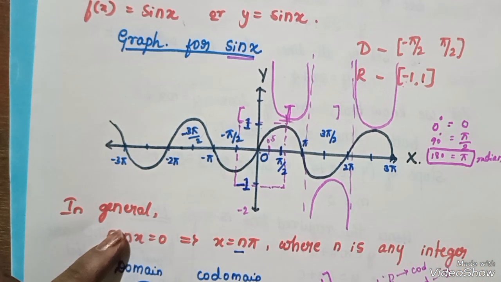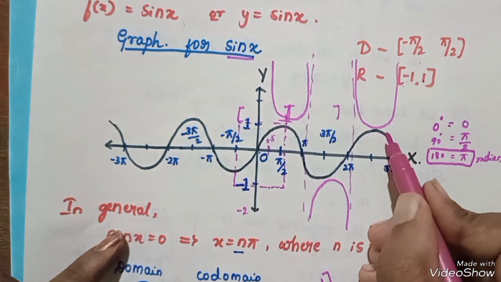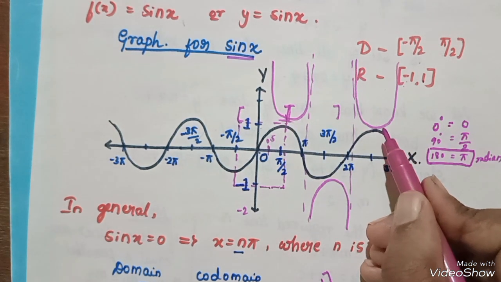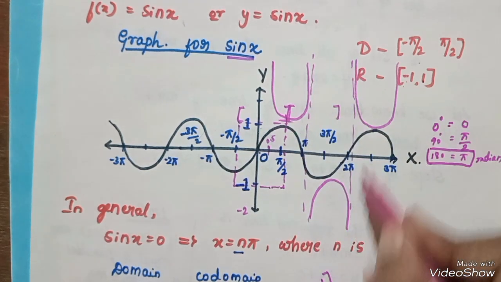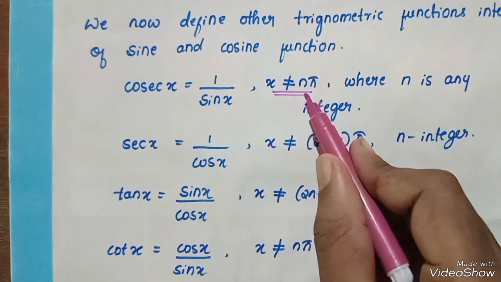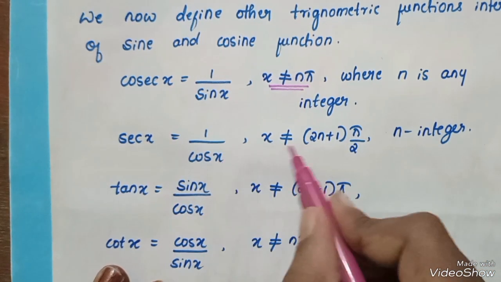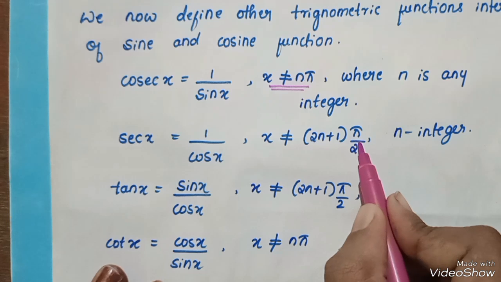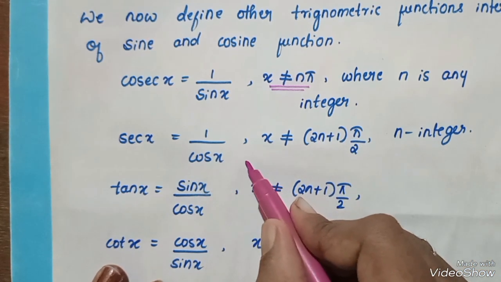The graph will be like this. Okay, this is the sine graph. The inverse, that is the cosec graph, will be other than these values, the graph like this. Okay, here for this particular value. Similarly for sec x, other than these cos x values in the denominator, the function exists.